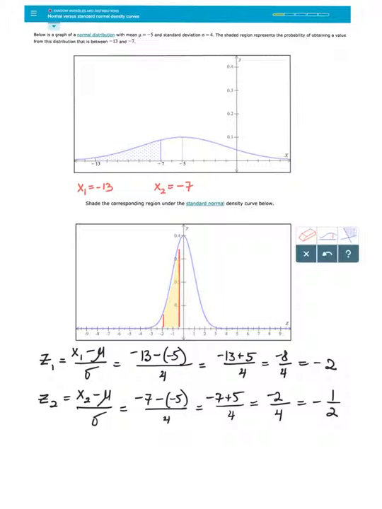So I need to find these two locations on the axis that represents now z-scale. Please notice again, any standard normal curve always is centered at 0, and standard deviation is now 1. I need to find -1/2 and -2. -1/2 is right here, -2 is right here. So I'm looking for the interval between these two values. Therefore, I'm shading this region right here between these two values.